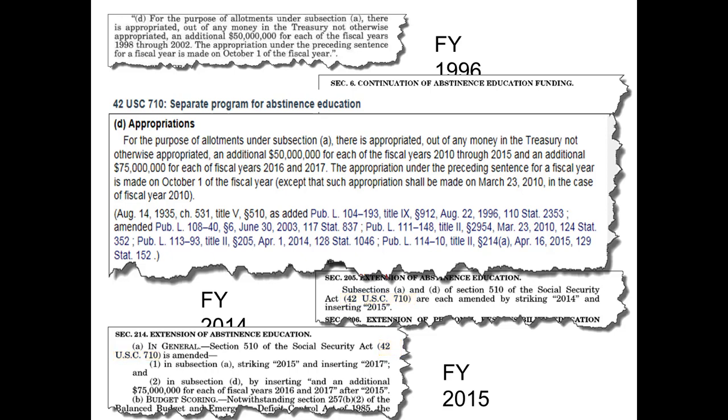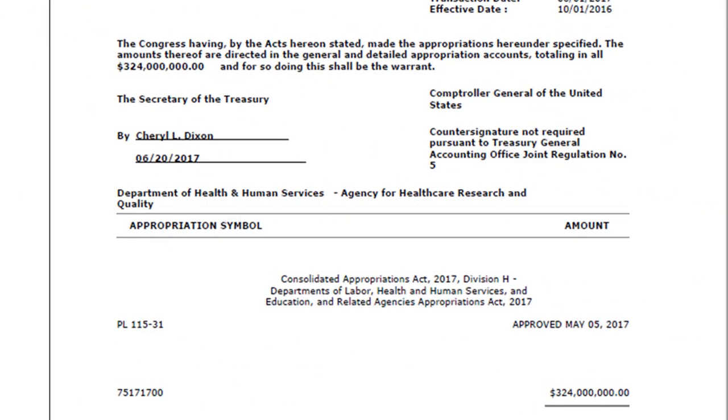What do you do if you need to request a warrant and the law has not yet been assigned a stat reference or a U.S. Code citation? You should simply cite the public law number and title, division, if applicable, and specific appropriations subcommittee title, as we see in this example.